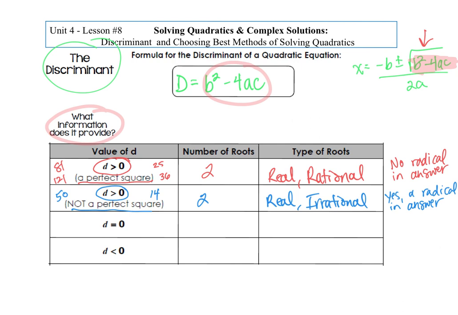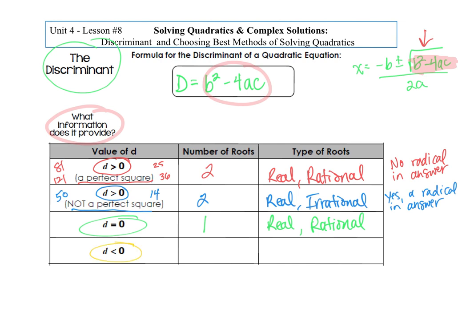Now moving on, and we're going to apply this in just a minute so it'll make more sense. If your D value is equal to 0, if you compute B squared minus 4AC and it gives you 0, that means you are only getting one root, which again would mean that your parabola's vertex is resting on the x-axis, right? That's what it means when we only get one solution, one root. Root and solution are synonyms here. And that solution will be real and rational. Okay, meaning, again, no radical in the answer.